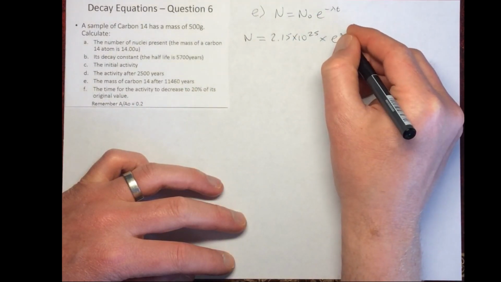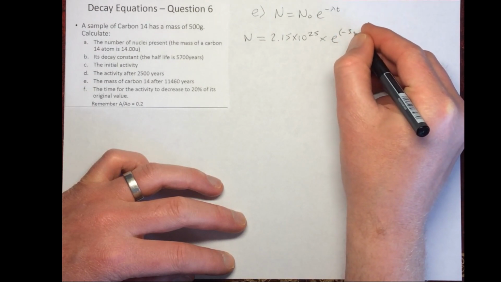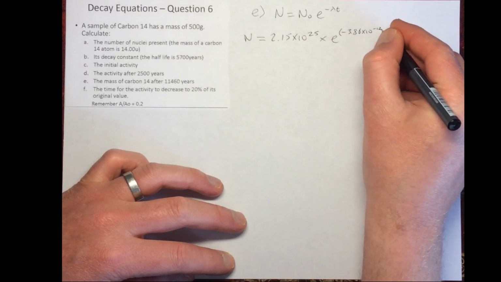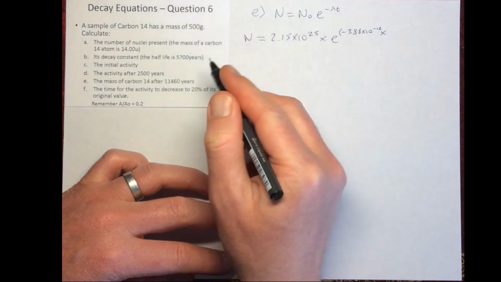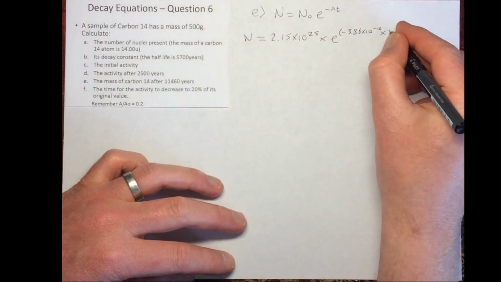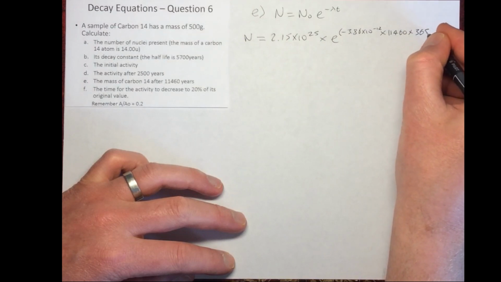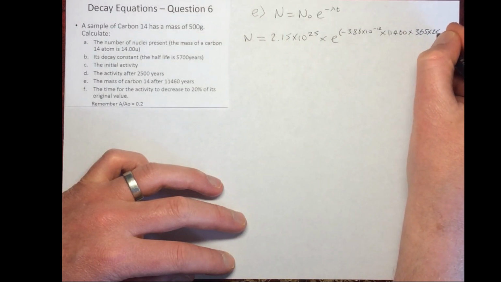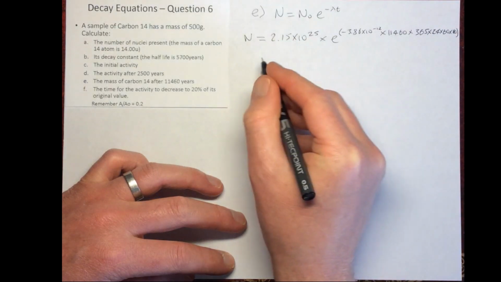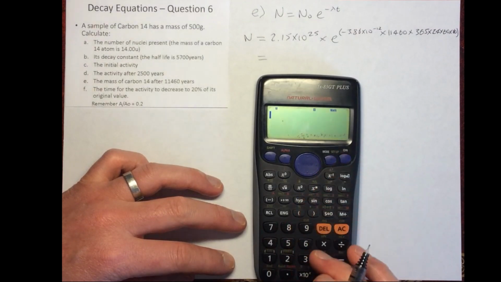Then we're going to do e to the power of the decay constant, which we've worked out previously, which was 3.86 times 10 to the minus 12. Now, because that's in seconds, I'm going to multiply that by the time in seconds. It's in years, so I just have to multiply it by 365, 24, 60 and 60, okay? And that's going to give me my answer, so let's put that into the calculator.